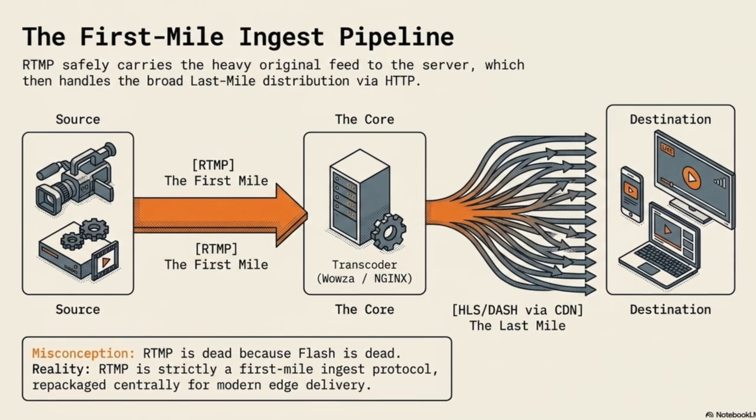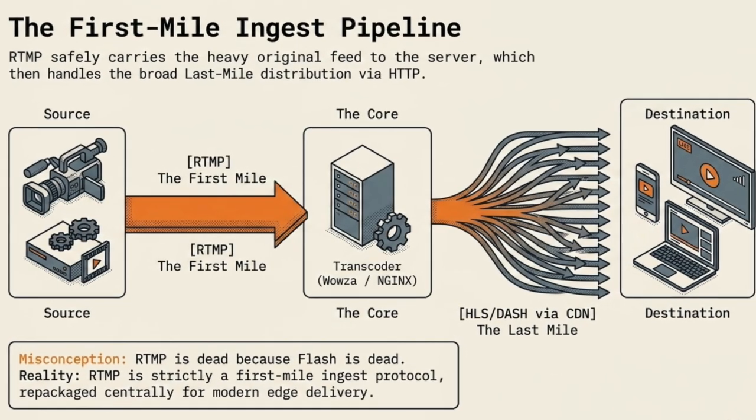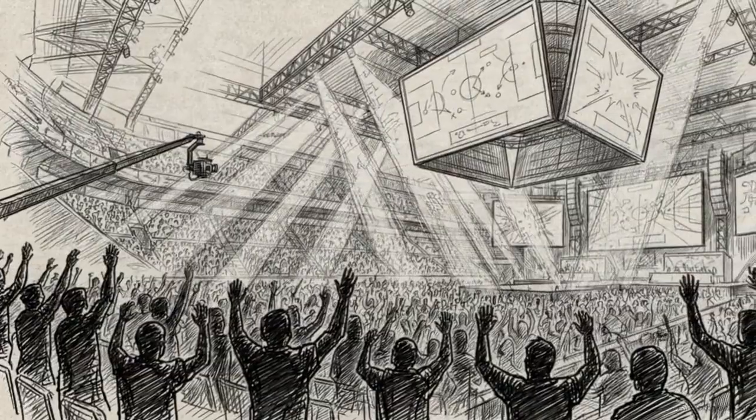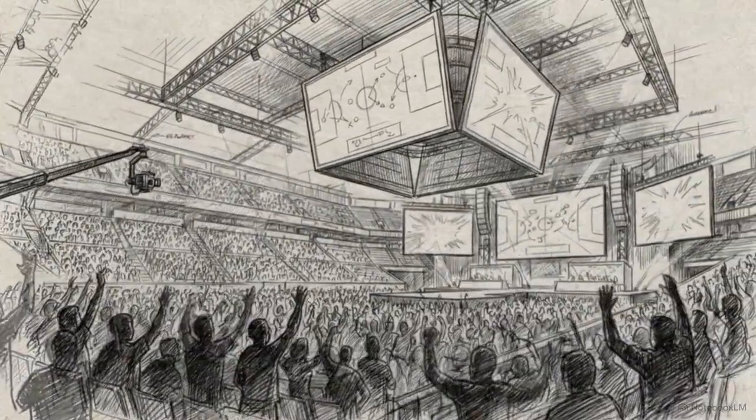RTMP intentionally sacrifices instant interaction to ensure stability. When a platform hosts a stadium concert or major gaming tournament, this tool ensures the internet does not crash under the weight of the audience.